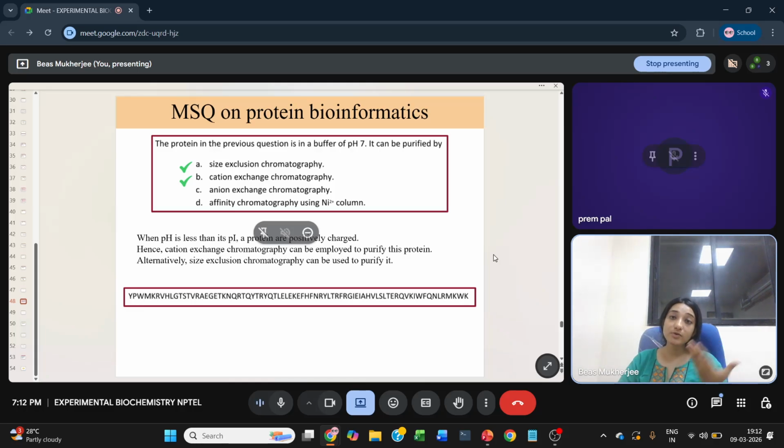And if this was an MSQ, then you could also answer size exclusion chromatography. Since they are not talking about any binding partner and there is no His tag visible, you cannot say that affinity chromatography can be performed, though normally it can be. But if it is an MCQ, always go only for cation exchange.